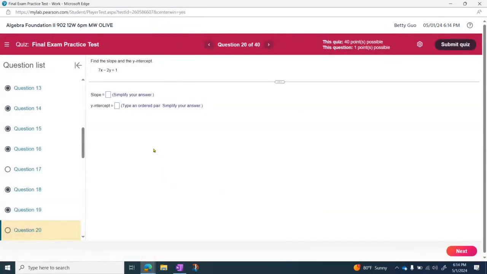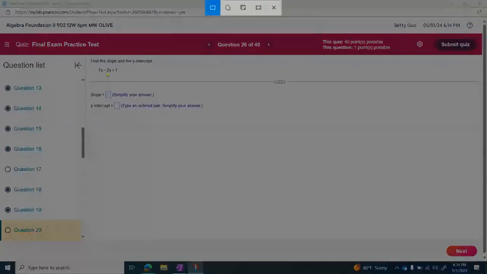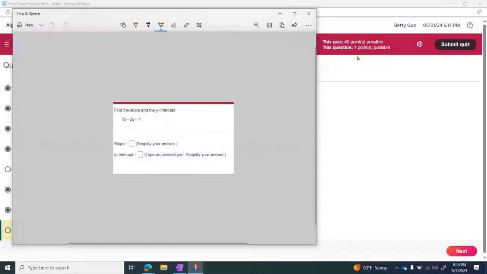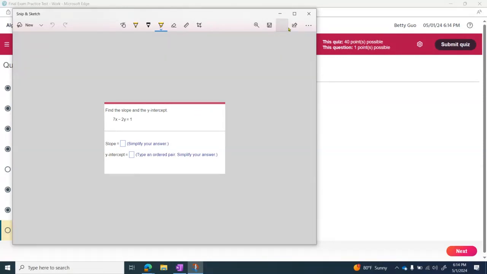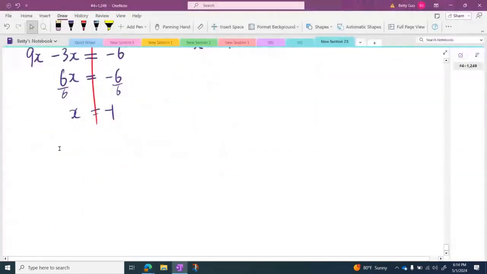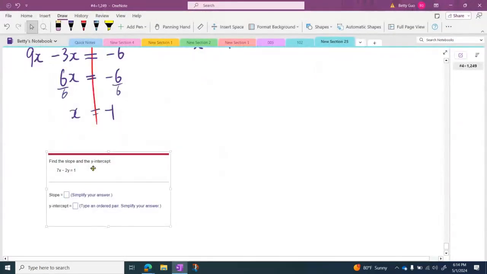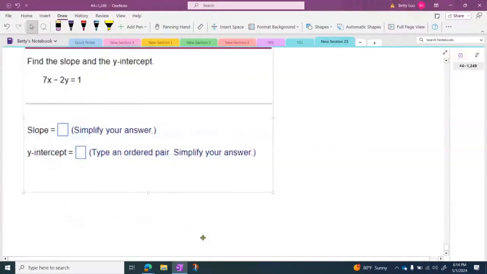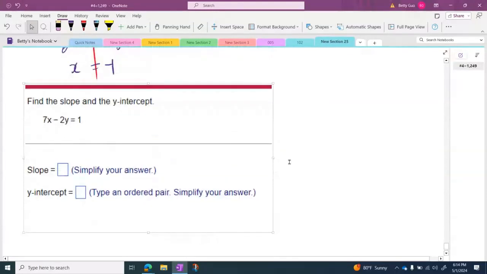Next, find the slope and the y-intercept. If the equation is in the slope-intercept form, then identifying slope and the y-intercept would be very convenient, right? However, this equation is given in a standard form. If we could rewrite the equation in the slope-intercept form, then we can answer the slope and the y-intercept pretty quickly. So let's do that.